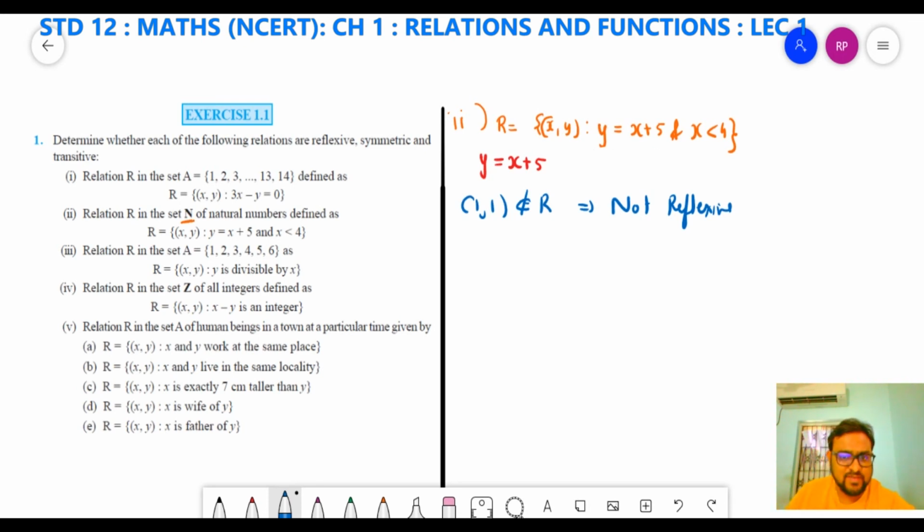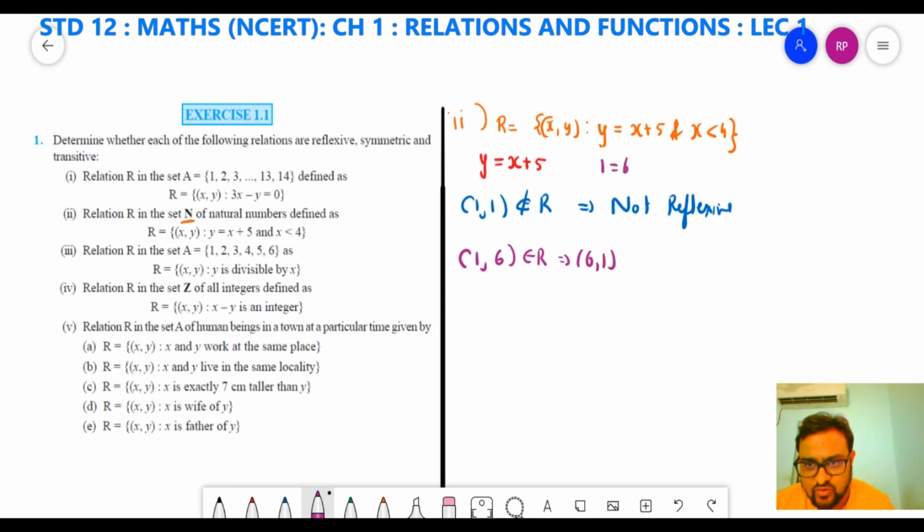Now let's see for the second one. For symmetric, I should select first any ordered pair that belongs. So let's take x as 1. Then 1 plus 5 will be equal to 6, right? So (1, 6) belongs to R. But what about (6, 1)? Can I write down, sorry, y is 1, that means 1 equal to 6 plus 5? No, I cannot write it down. Clear? Therefore, it is not symmetric.